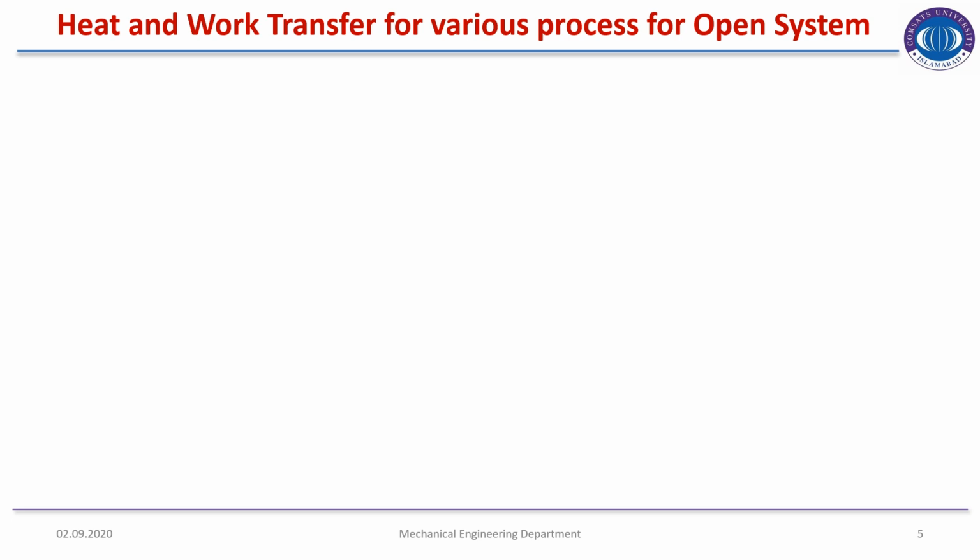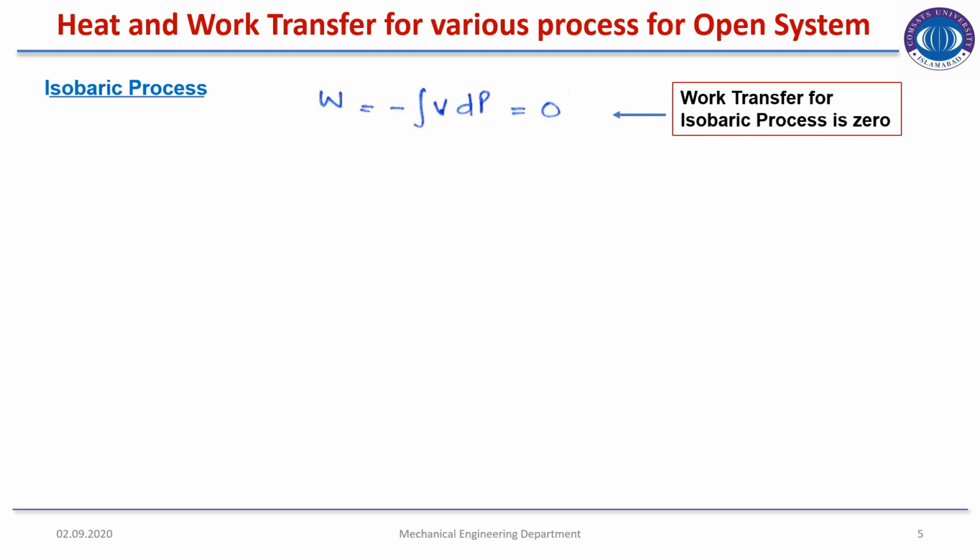Heat and work transfer for various processes for open system. So we will derive relation for heat transfer and work transfer for various processes for open system. The first one is isobaric process. Isobaric process is a constant pressure process. I will write it, constant P. So work transfer for isobaric process is 0. Why? Because P is constant, then dP is equal to 0.